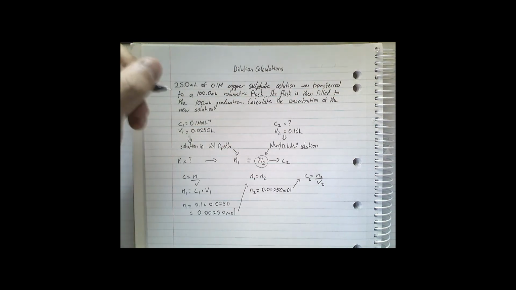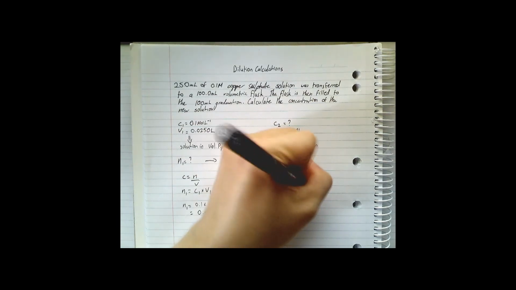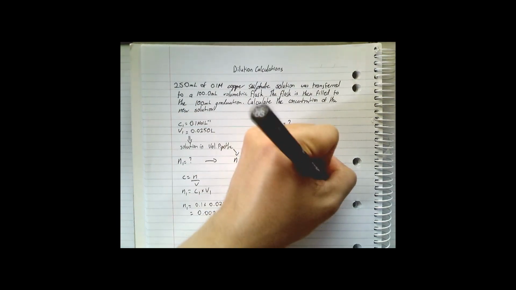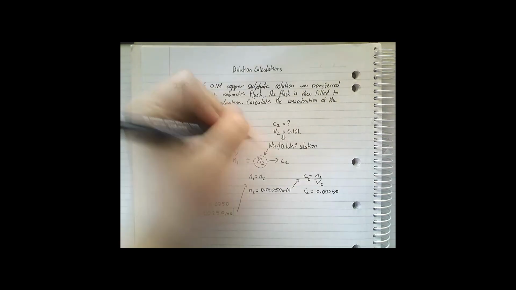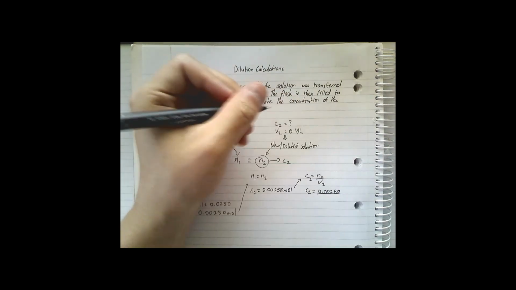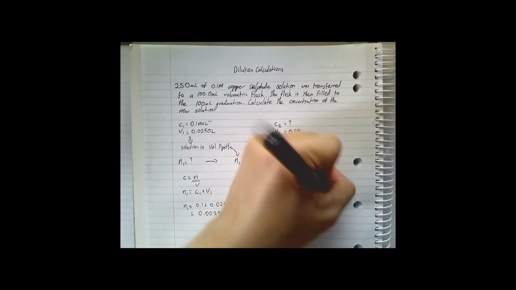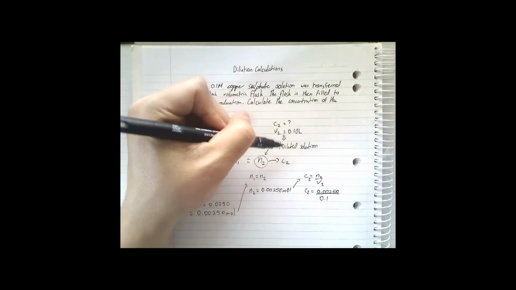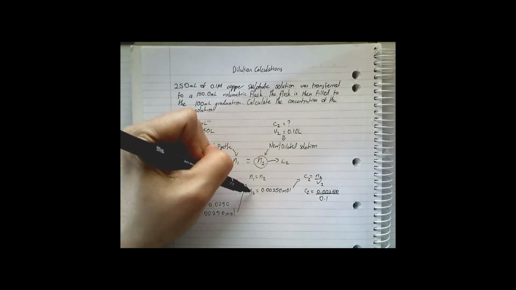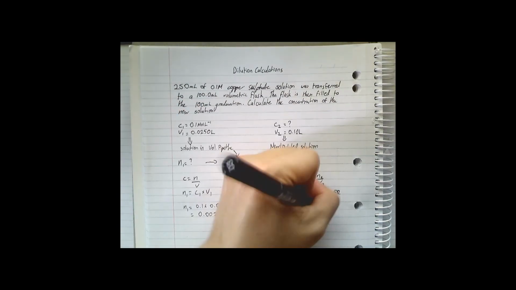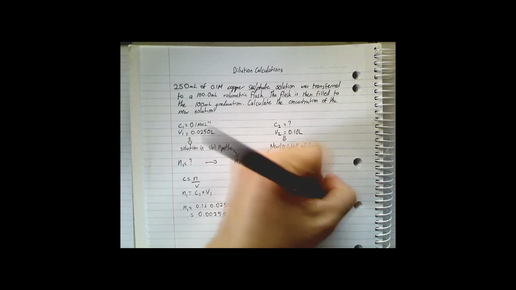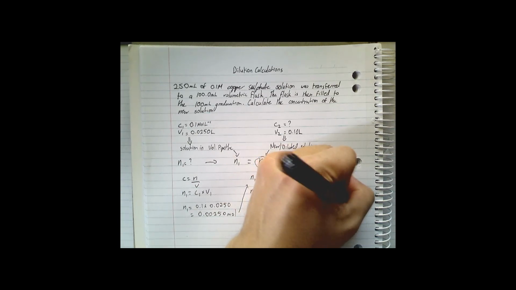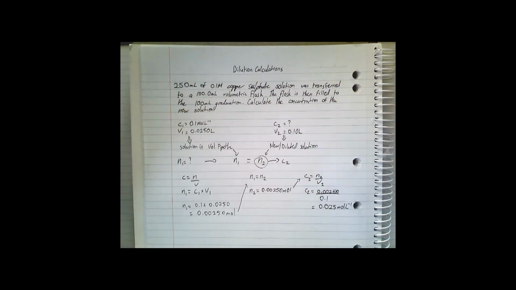So C2 is going to be equal to 0.0025 moles divided by the new volume, which is 0.1 liters. And that data has just come from here and here. And to calculate for C2, that would be equal to 0.025 moles per liter. And that would be our concentration.